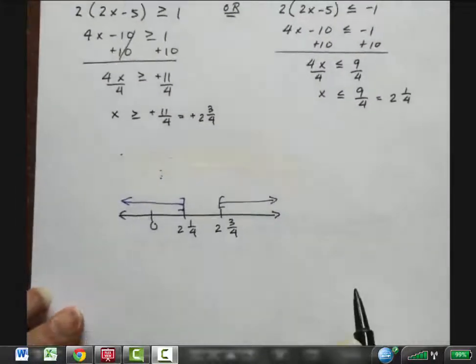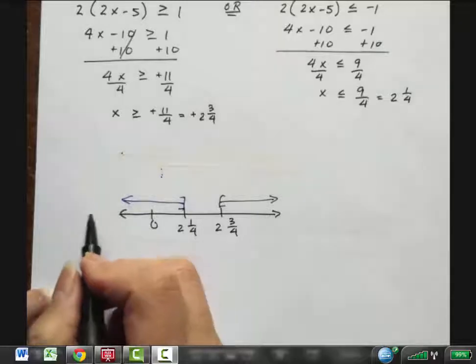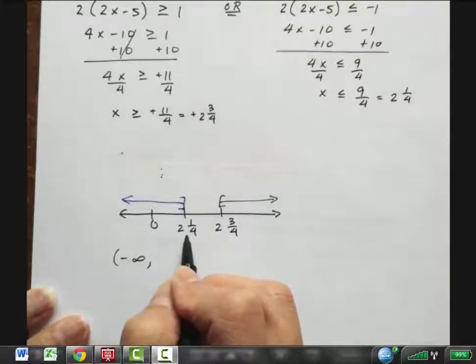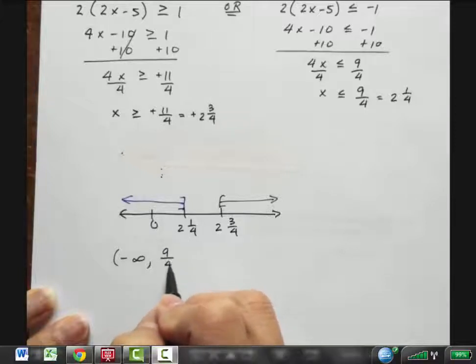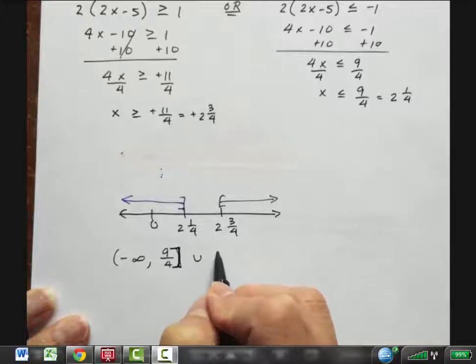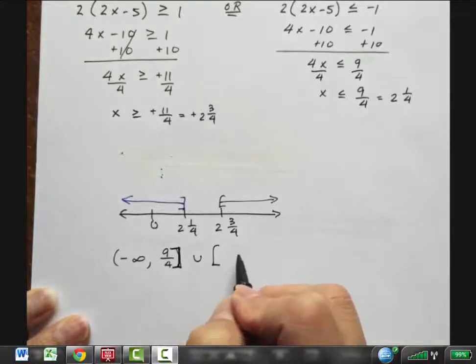And then if I were to write it in interval notation, I'm going to be going from negative infinity to 2 and 1/4, which is 9/4. Oops, inclusive. Or inclusive 11/4 to infinity.